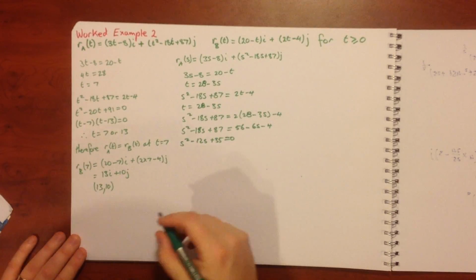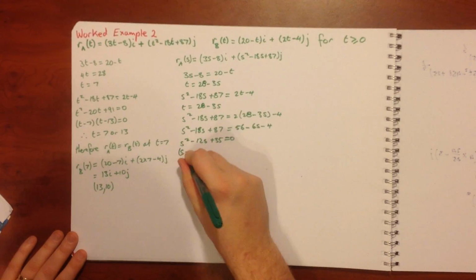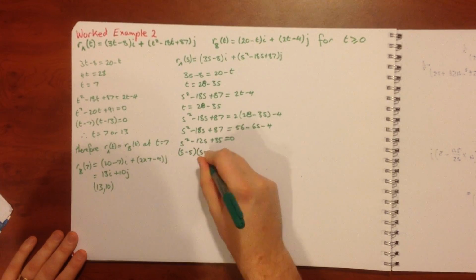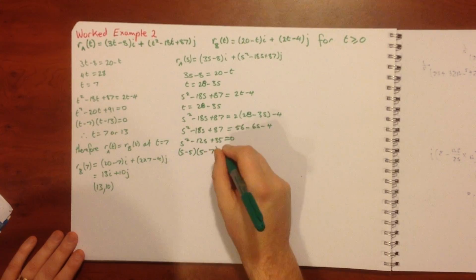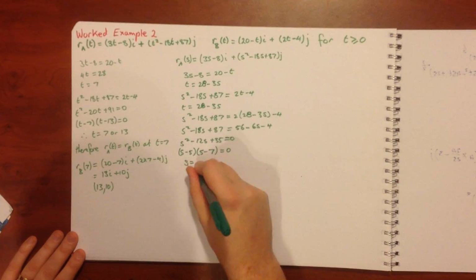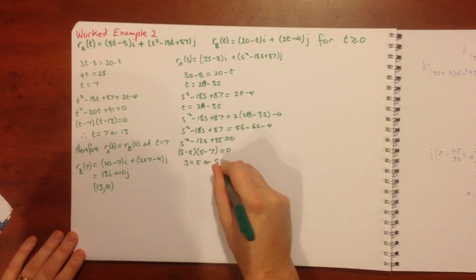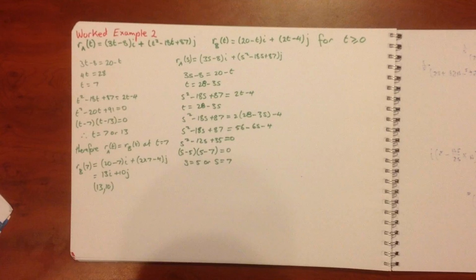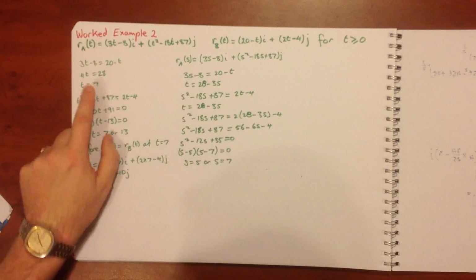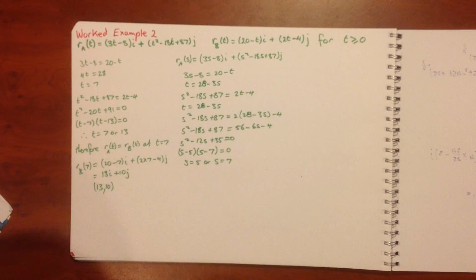We can factorise that, and we get s minus 5 and s minus 7 equaling 0. So we can say s equals 5 or s equals 7. We evaluate the position vectors at the required time. But we know that when s equals 7, that's when our particles collided before. So we only need to worry about it at 5.